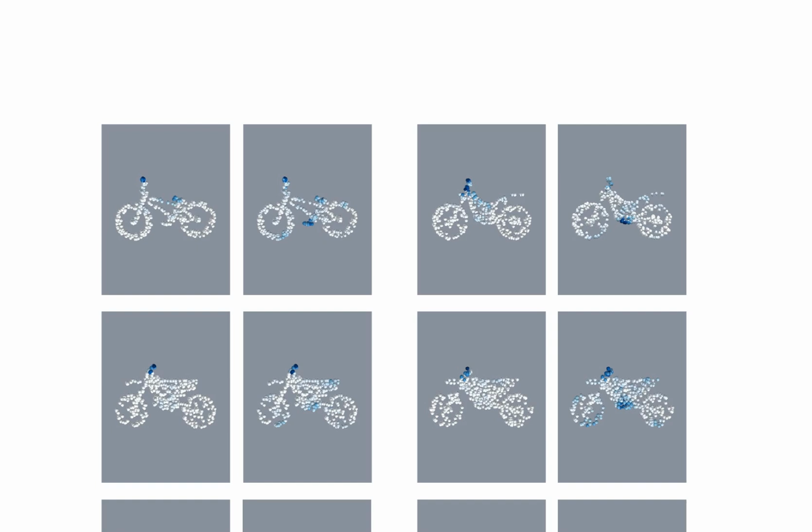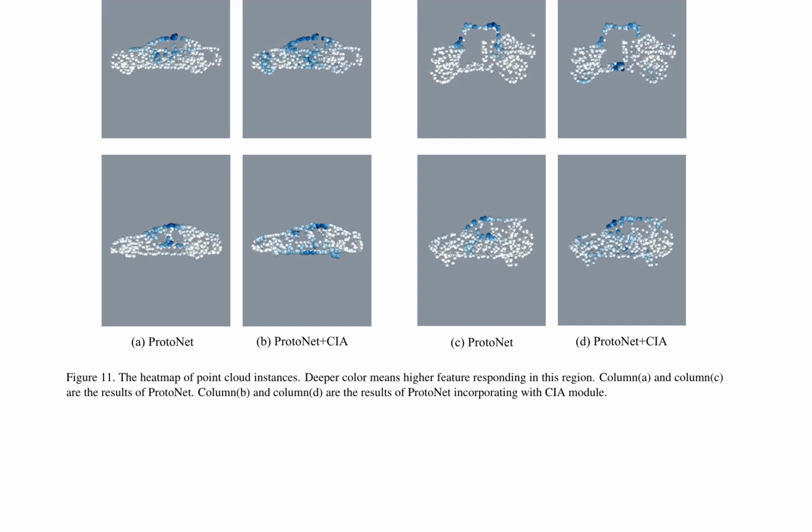Heat map visualizations in figures 10 and 11 illustrate the enhanced feature extraction capabilities of the CIA module, showcasing its ability to identify and emphasize relevant features within each point cloud instance. The CIA module addresses limitations of existing point cloud classification models, such as handling partial occlusion and scale variations, by leveraging contextual information from neighboring points. The comprehensive evaluation and visualization highlight the potential of this approach in addressing challenges associated with point cloud data.